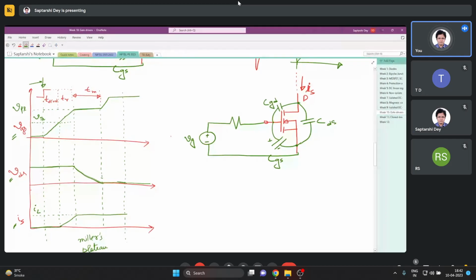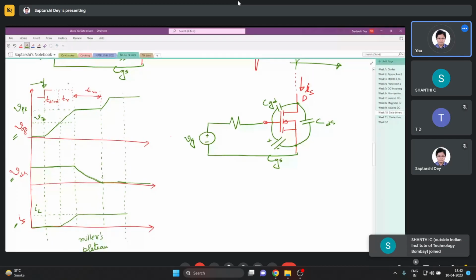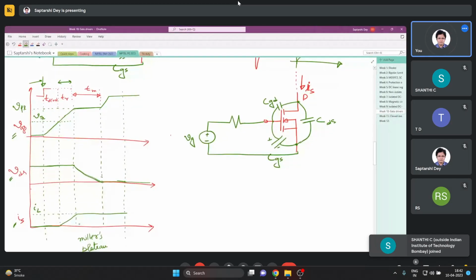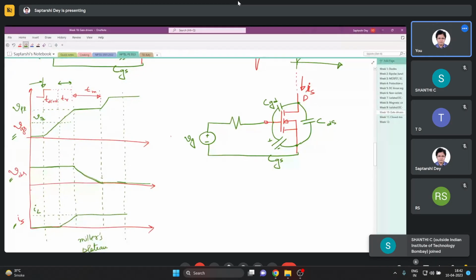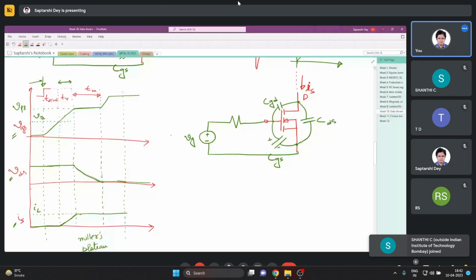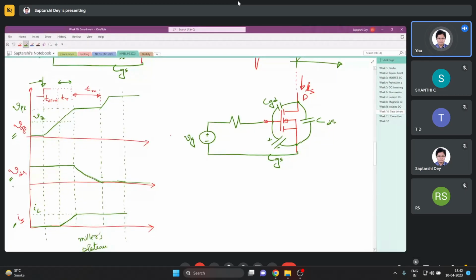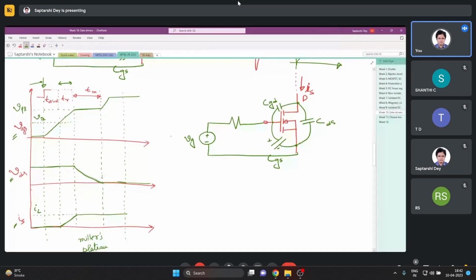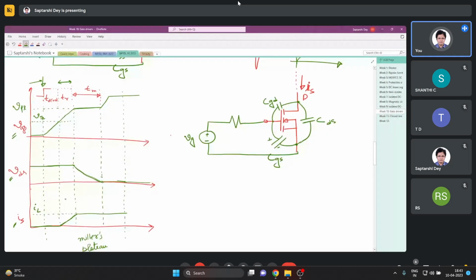The current during this time, which is called the rise time, increases and reaches its peak value. So you see what is happening. If you look at VDS and IS, the current starts from here and reaches its peak value while there is no change in VDS at all.